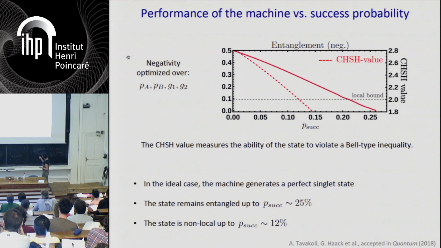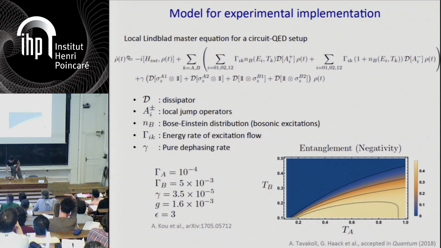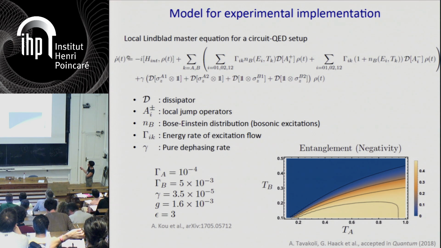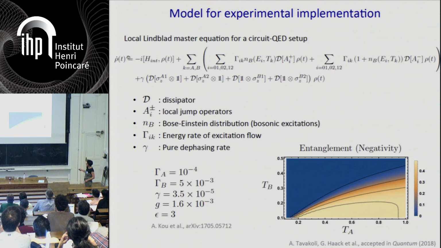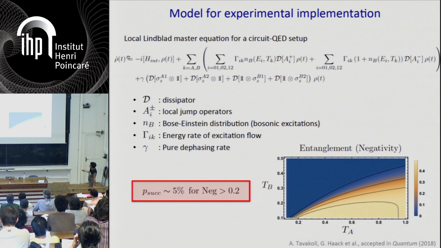Okay, so this is what I just explained. So now, again, we have proposed some experimental implementations of this machine. Here, I don't want to go into details, but this is what the Lindblad master equation would look like for our machine. We took some realistic values from latest experiments, and we computed the density plot of the negativity as a function of the cold and the hot temperature. And what is important is that we showed that we could violate Bell-type inequalities up to a success probability of 5% when we include dephasing and so on that will arise in an experiment.